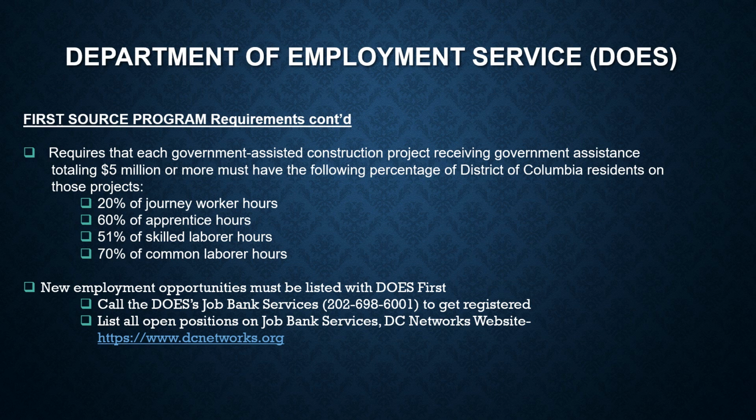In addition to these worker hours, all new employment opportunities must be listed with DOES first. Please call the DOES Job Bank Services number at 202-698-6001 so that you can be registered with DOES DC networks. Once you're registered, please list all of your open positions on the DC Networks website, which can be found at www.dcnetworks.org.